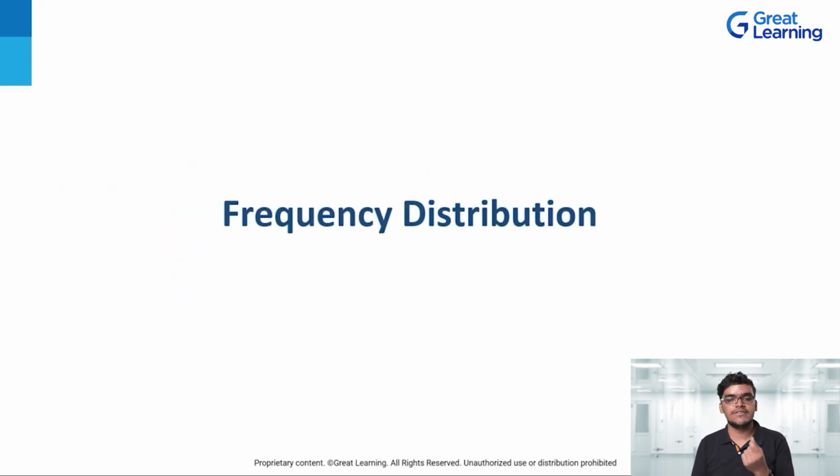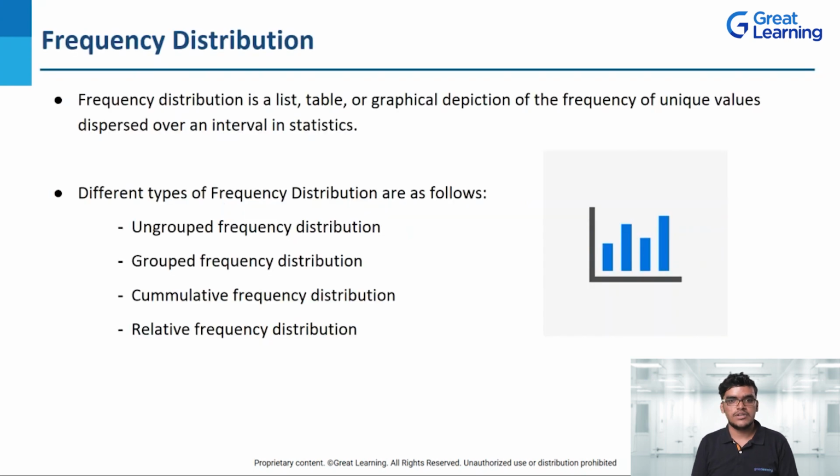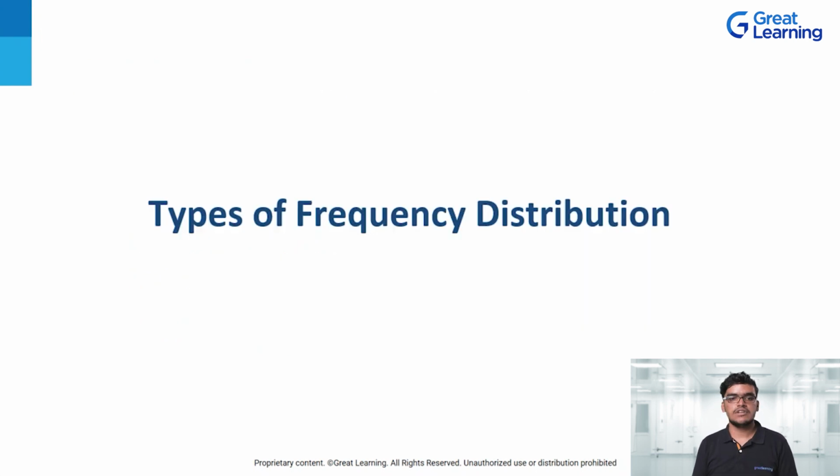So after understanding frequency, now let's see what is frequency distribution. As I already told you, frequency distribution is a list, table, or it can be in the form of graphical representation of the frequency of each data value that is dispersed over an interval in statistics. So basically we can have different types of frequency distribution: ungrouped, grouped, cumulative, relative. So now let's understand each frequency distribution in detail. Let's see the different types of frequency distribution.